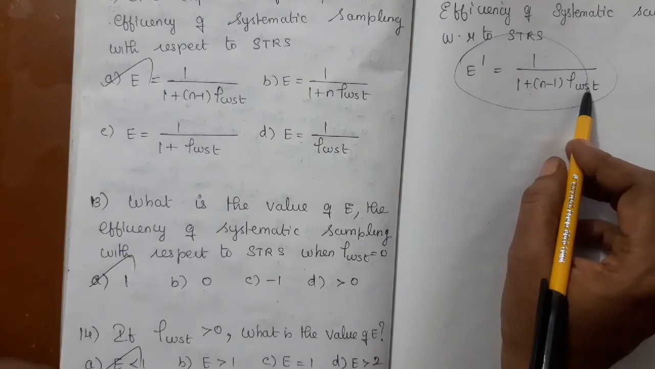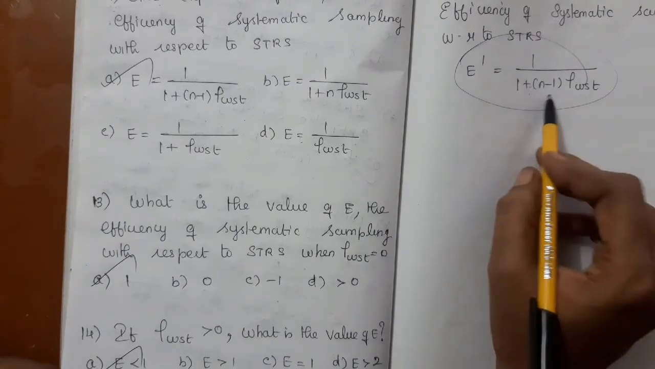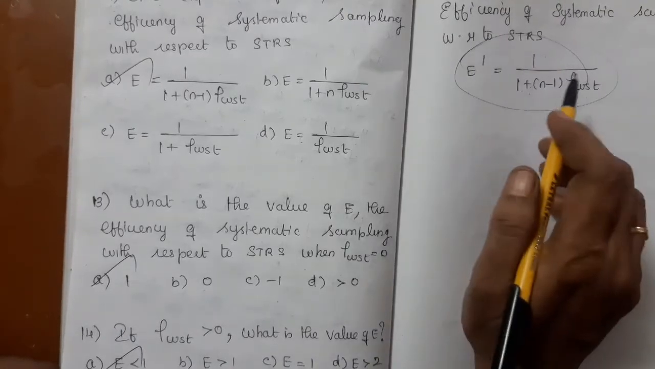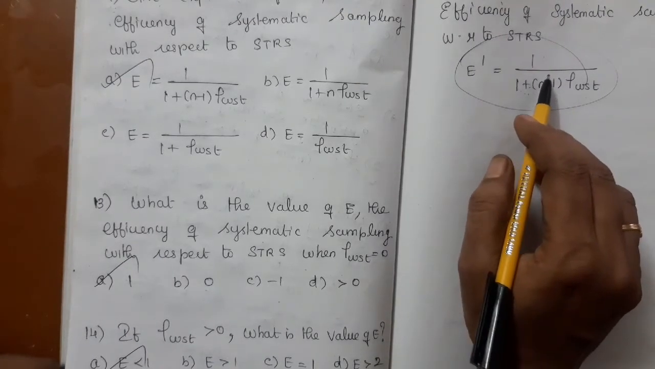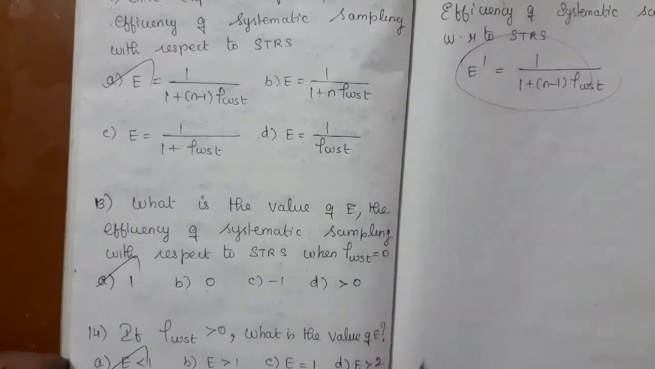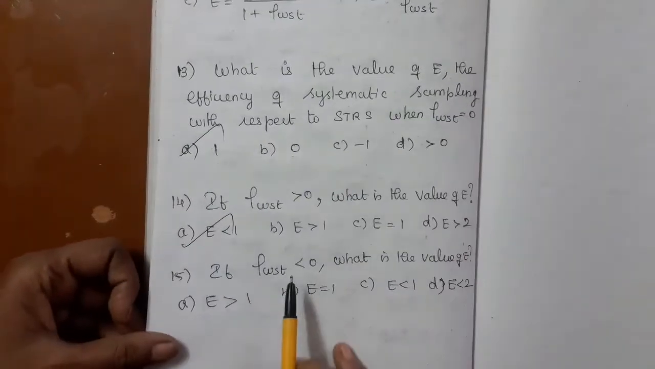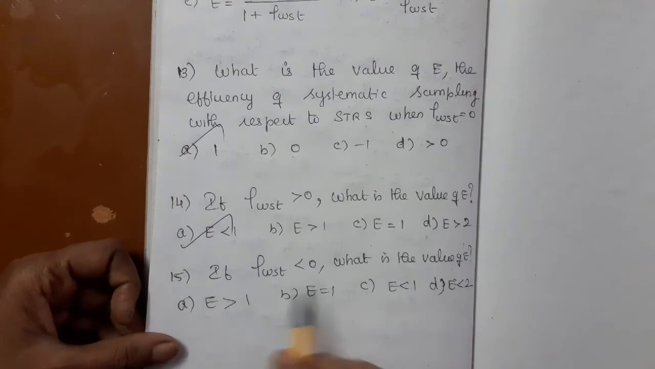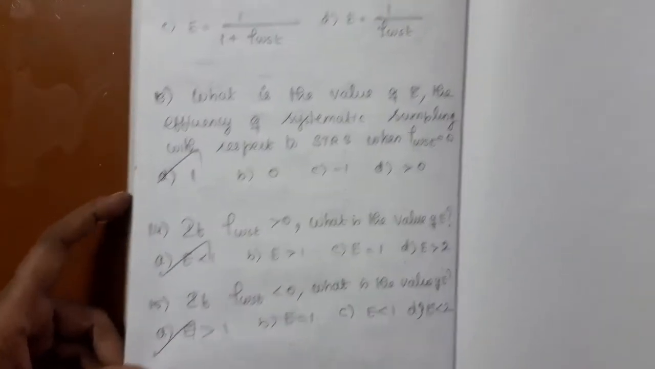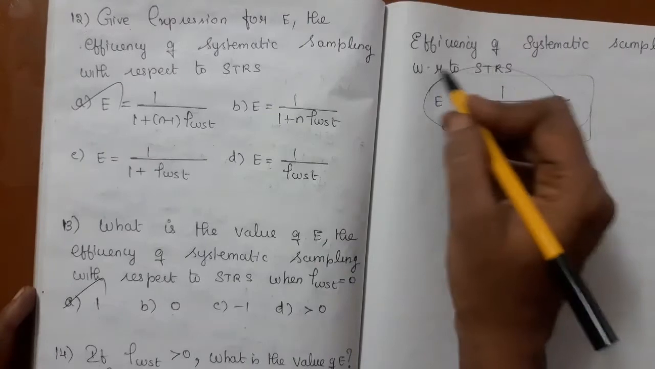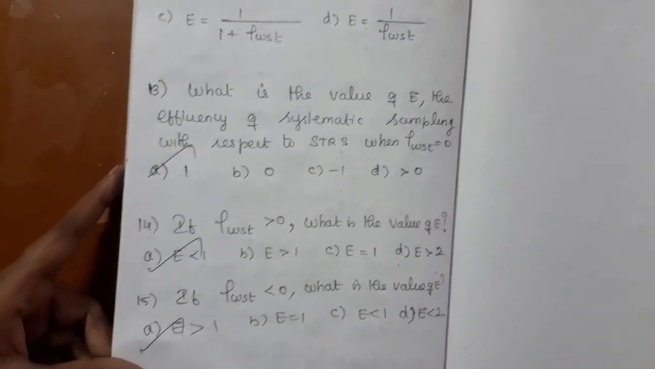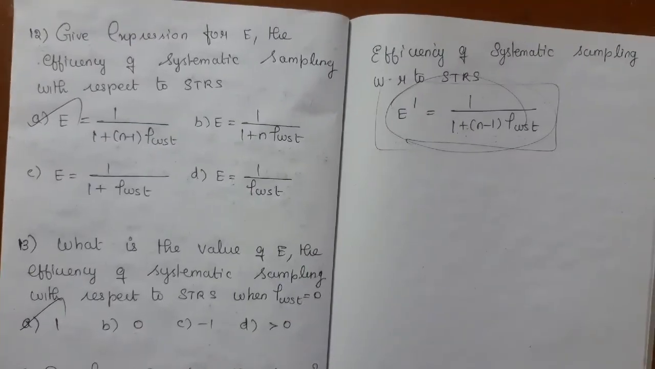When rho wst is less than 0, the denominator becomes less. 1 minus something, it becomes less. So in that case, E value will be greater than 1. So for 15, when rho wst is less than 0, the E value will be greater than 1. So this single expression is enough to answer all these questions. Make a note of all these things and try to understand.